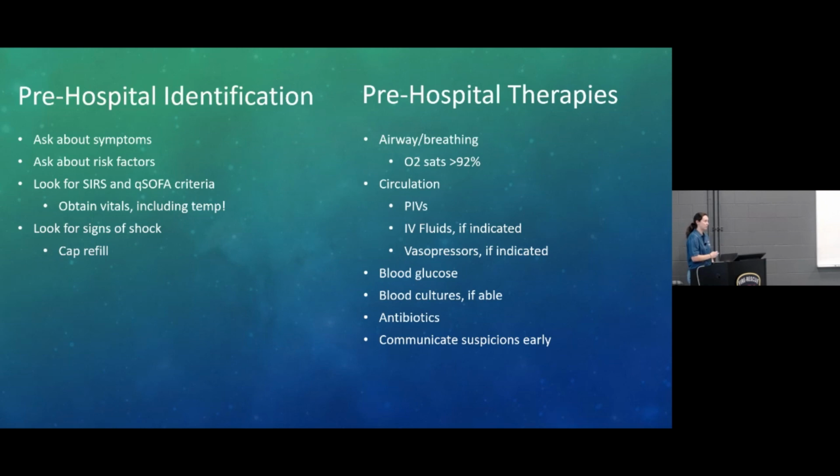Circulation, get IVs if able, give IV fluids if hypotensive, vasopressors if indicated. If they're altered, make sure we get a glucose, make sure that they're not hypoglycemic, blood cultures if able, antibiotics, and then communicate that you're suspicious for sepsis very early.